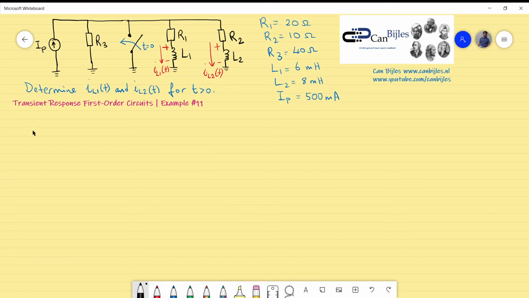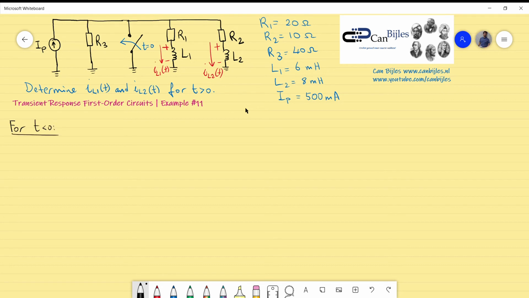What we'd like to know, as in the previous examples, is the current through the inductor, but in this case we would like to know the current through L1 and also the current through L2 as a function of time for time larger than 0. So the procedure is exactly the same, but we do it for two reactive components or two inductors. So let's start with the situation. Again, we will look at the situation before the switch closes, so for t less than 0.